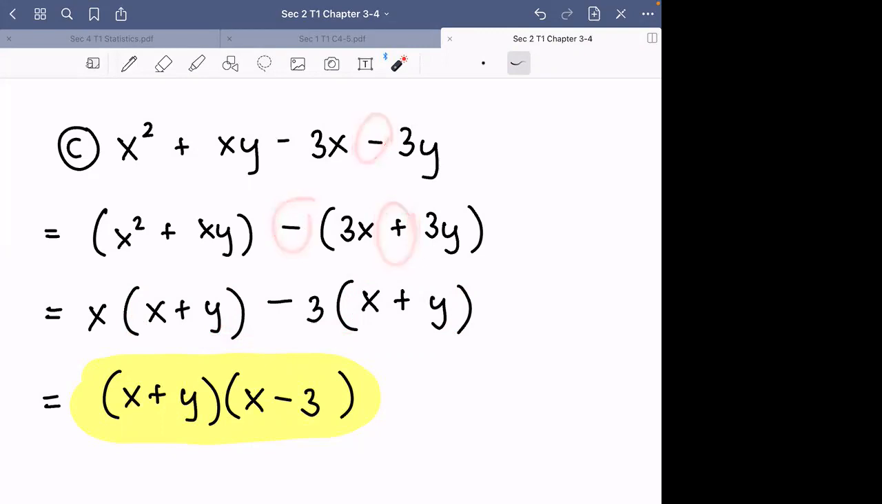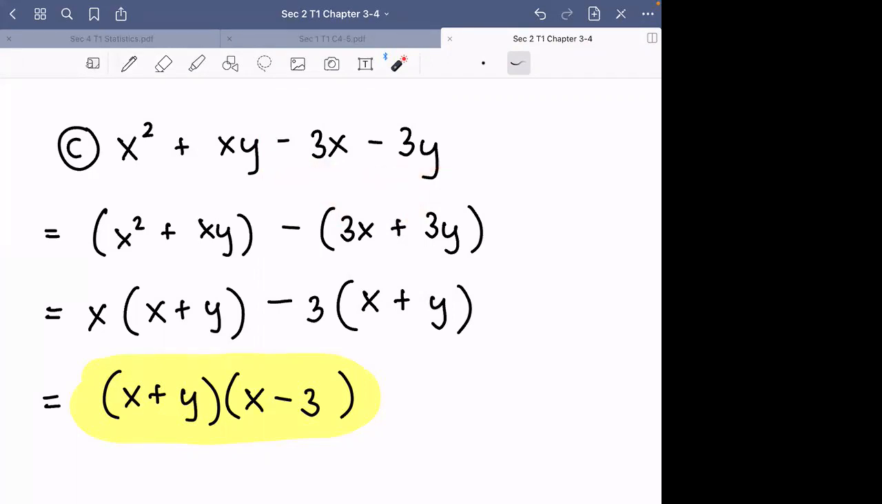Okay, this is positive because you think in reverse. When you distribute this, you're supposed to get this. Okay, because this is factorization. It's like thinking a little bit backwards. So 3x and then 3y.